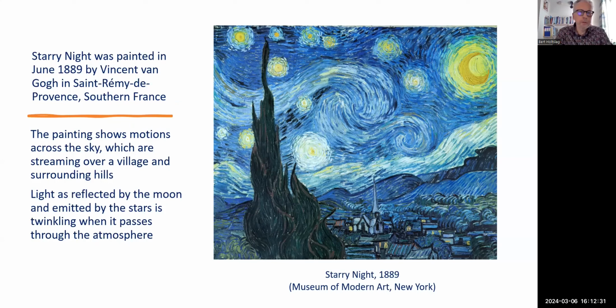It's also quite visible that light reflected by the moon and emitted by the stars is twinkling when it passes through the atmosphere. This is the moon, of course, obviously, and this is the morning star, which is the Venus star, as well as the Pleiades star cluster, which is visible here as well, as many other stars painted by Vincent.